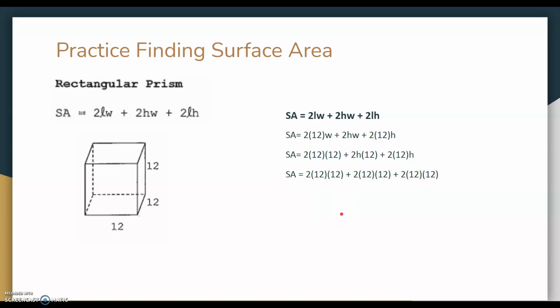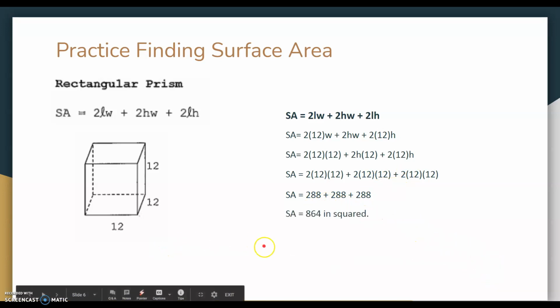So when we are finding the surface area of the cube, we are going to get the same numbers every time because we have the same side lengths. So 2 times 12 times 12 gives us 288, and we have that 3 times. Add those all together, and we get 864 inches squared.